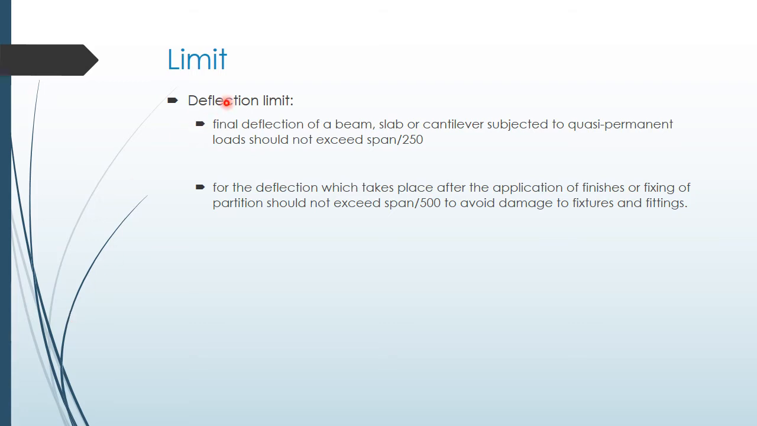These are the two deflection limits for our beam. Final deflection of a beam subjected to quasi-permanent load should not exceed span divided by 250. For the deflection which takes place after application of finishes or fixing of partitions, it should not exceed span divided by 500 to avoid damage to fixtures and fittings.